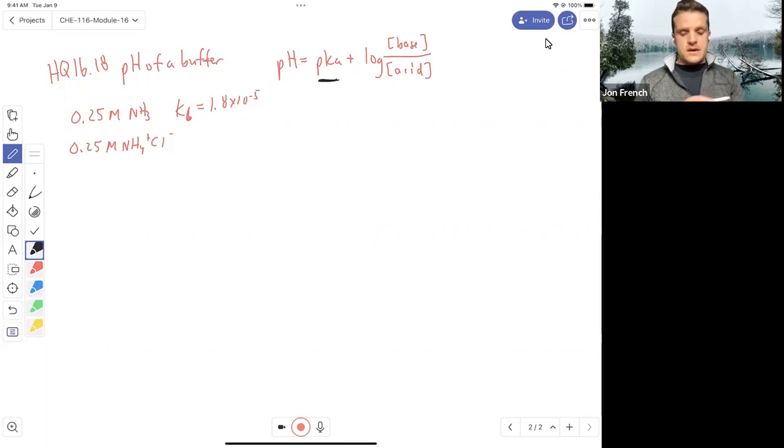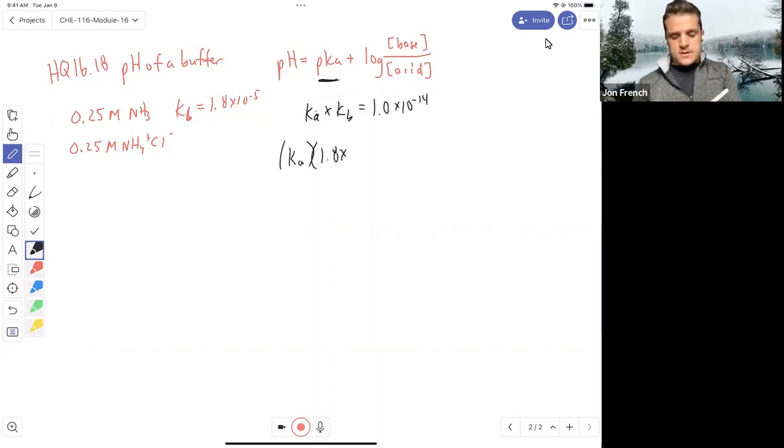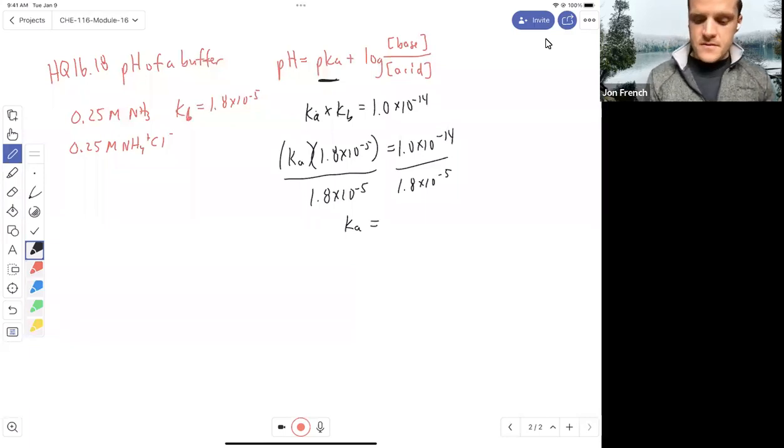So the other route we could take is, well, I need pKa to answer this. I know that Ka times Kb equals 1 times 10 to the minus 14. I know Kb, I can find the Ka. So Ka times Kb, 1.8 times 10 to the minus 5, equals 1 times 10 to the minus 14. Divide both sides by 1.8 times 10 to the minus 5. And that should give us the Ka.